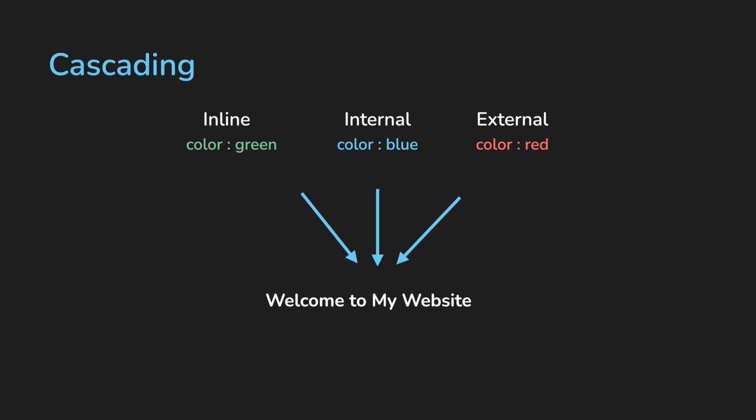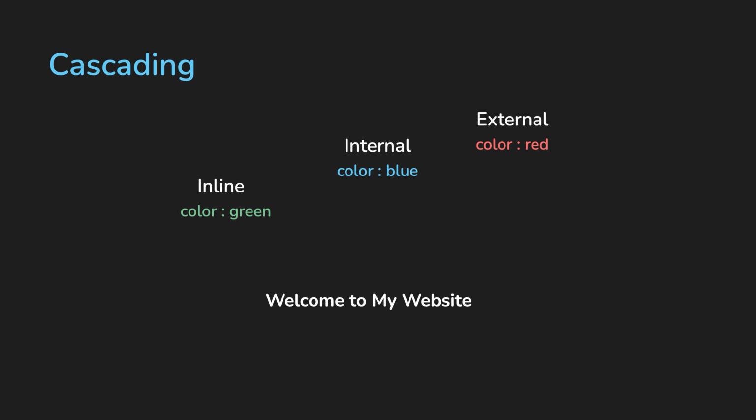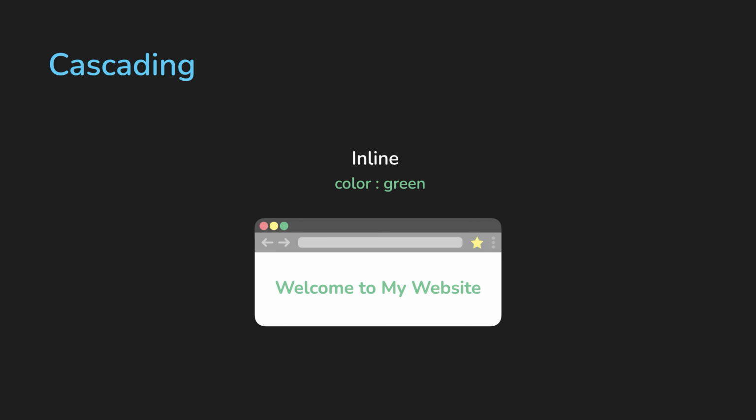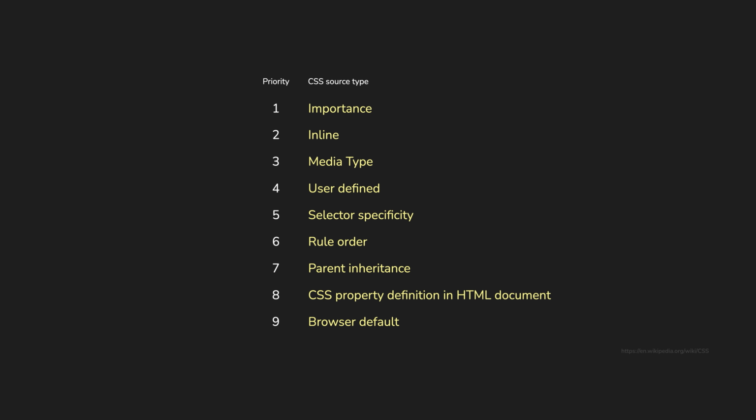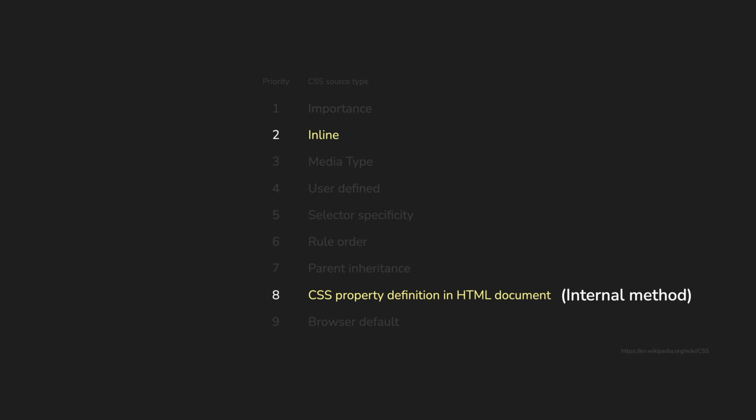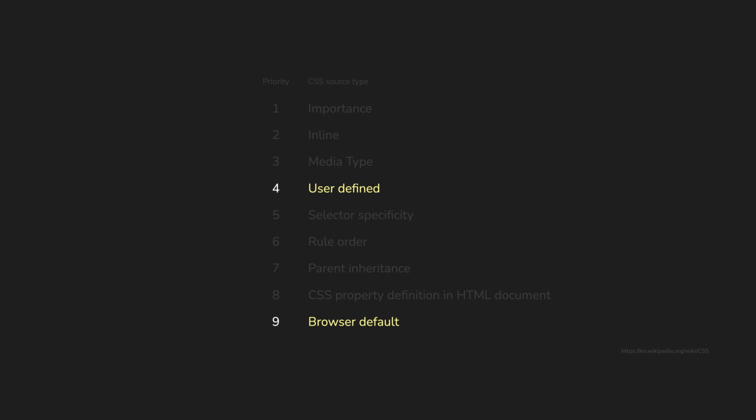This way, we can avoid any conflicts when there is more than one rule applied to a certain element. And cascading is the process of combining the different style sheets and figuring out which style has the higher priority, and that's why we call this cascading style sheets. This is a table that shows the rankings of CSS styling. You can see that the inline method outranks the internal method, and as I mentioned before, the user-defined styles outrank the default browser style.